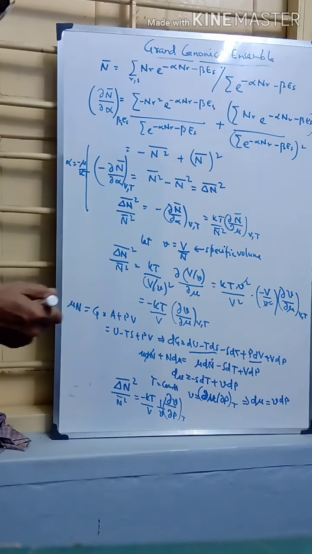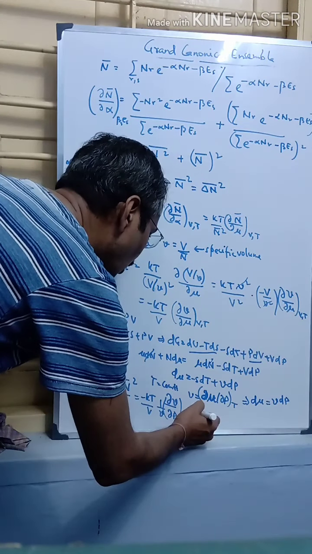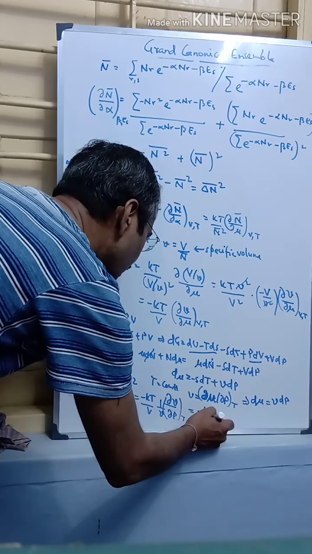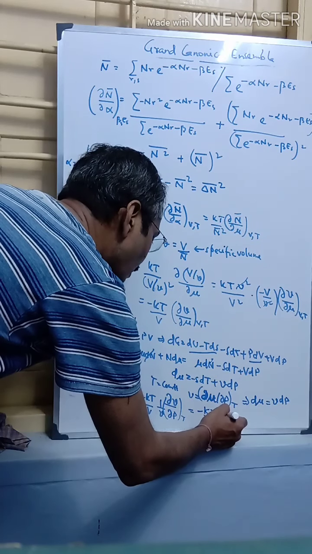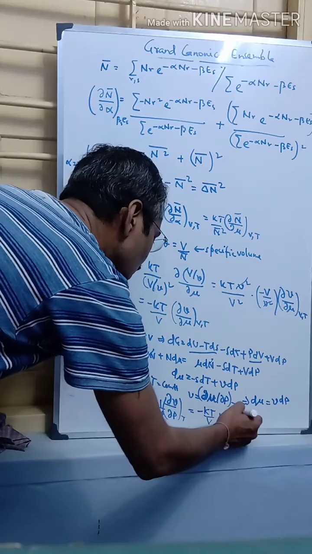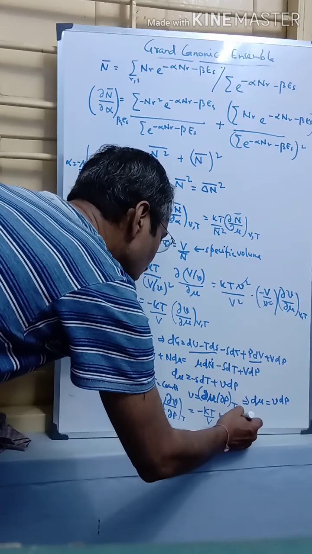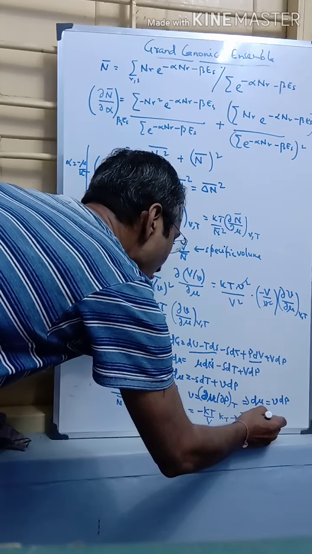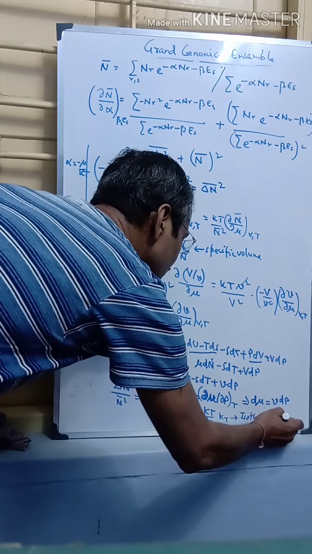So that gives us the isothermal compressibility. So we have minus kT by V and kappa T. This is the isothermal compressibility.